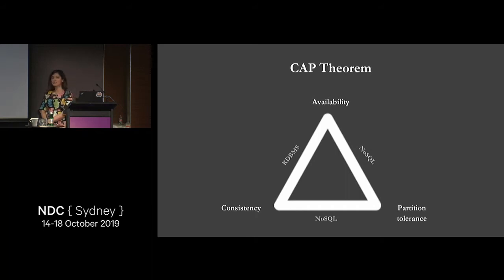Mostly, a monolith RDBMS sits between availability and consistency. And if we need partition tolerance, we have to move away from them and move towards other technologies, maybe NoSQL. For example, looking into NoSQL technologies, we have availability and partition tolerance in technologies like DynamoDB. And we have consistency and partition tolerance in technologies like MongoDB, HBase, and these kinds of NoSQL storages.